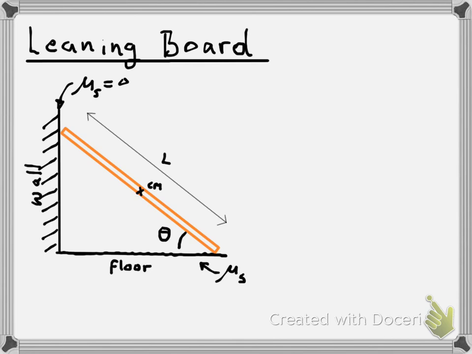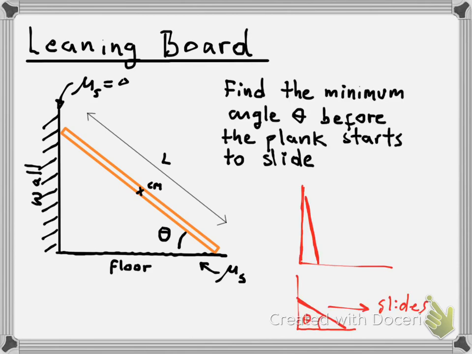It is a uniform board, so that means that the center of mass is located in the middle of the board, and the angle at which the board is leaning against the wall is theta, as measured from the floor. So this is the situation, and the question that we're trying to solve is what's the minimum angle theta before the plank starts to slide.